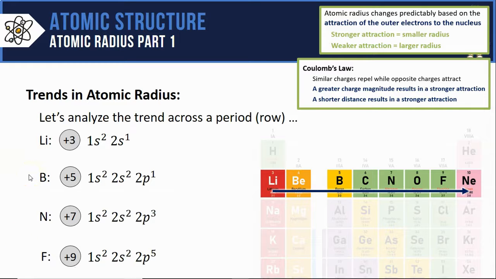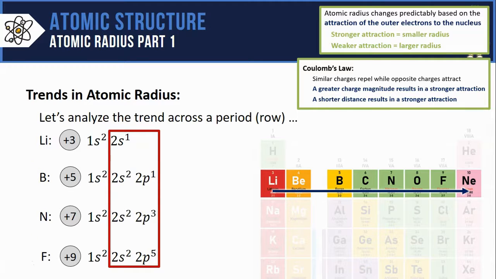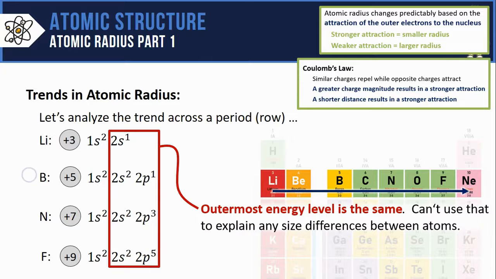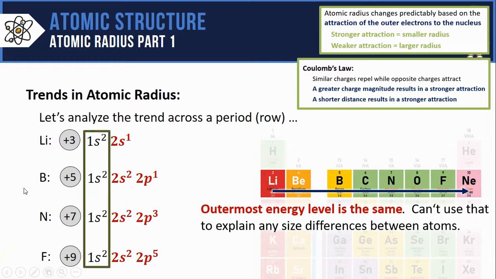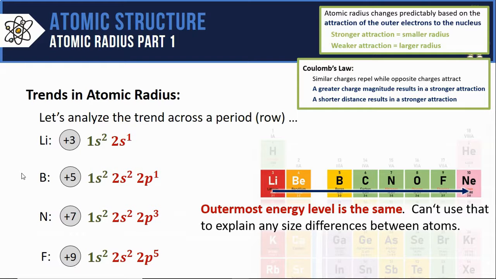So here are some important things to notice about these atoms. The first has to do with those outermost valence electrons. They're all in exactly the same energy level. Because there's no differences in highest energy level for these atoms, we can't use that to explain any size differences. At the same time, we can see that all of these atoms also have the same amount of core electrons, meaning the shielding is approximately the same across the row as well. So within a row, it seems like the electron arrangement is essentially the same. That means the only major differences between these atoms is going to have to do with their nuclei.